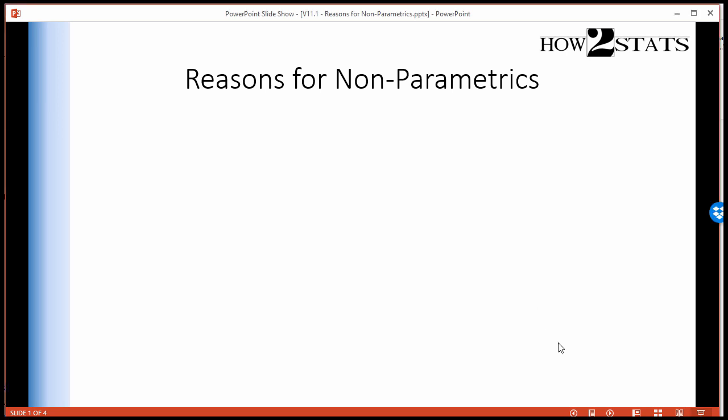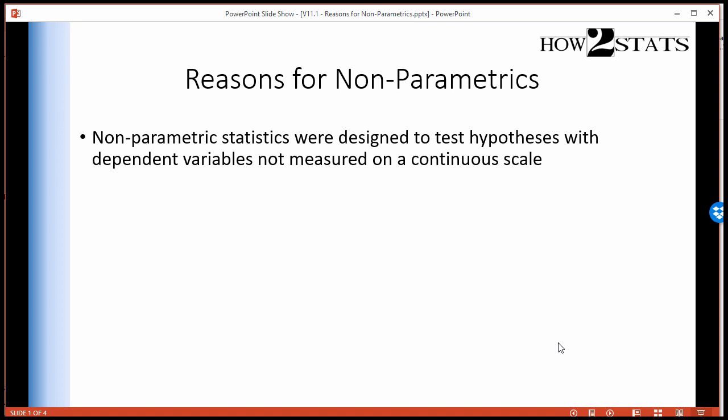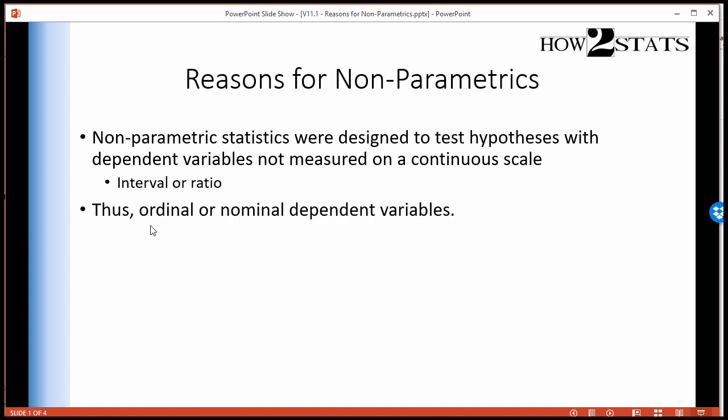So let's get started. Non-parametric statistics were designed to test hypotheses with dependent variables not measured on a continuous scale. That is the primary reason non-parametric statistics were invented, to deal with dependent variables that weren't measured on an interval or ratio scale. Instead, they were measured on ordinal or nominal scales. And because parametric statistics assume relatively normally distributed data, strictly speaking, you wouldn't expect them to work on data measured on an ordinal or nominal scale.